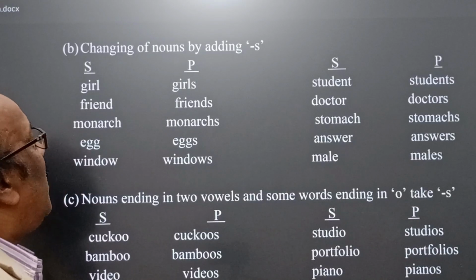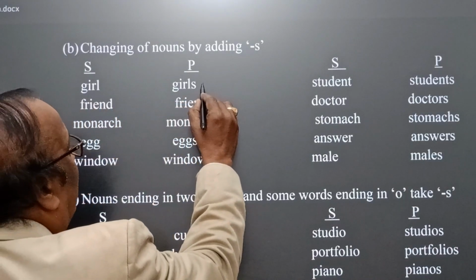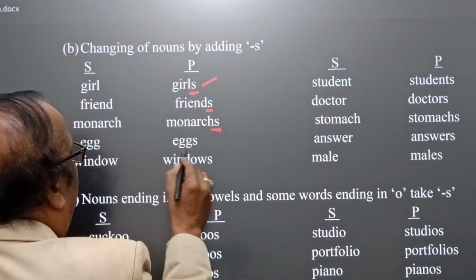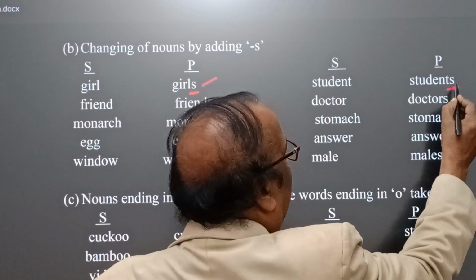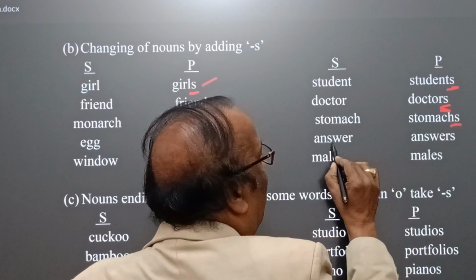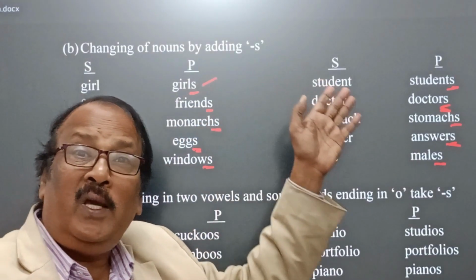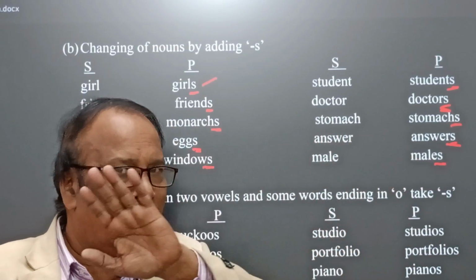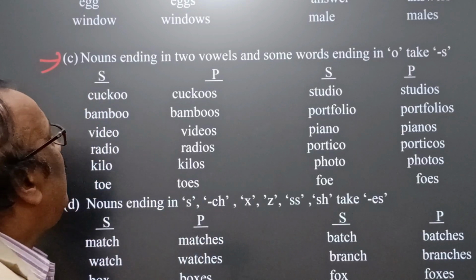Changing of nouns by adding s. How? You see here: girl, girls; friend, friends; monarch, monarchs; egg, eggs; widow, widows. Again, student, students; doctor, doctors; stomach, stomachs; answer, answers; male, males. These are very common ideas as you know from earlier classes.